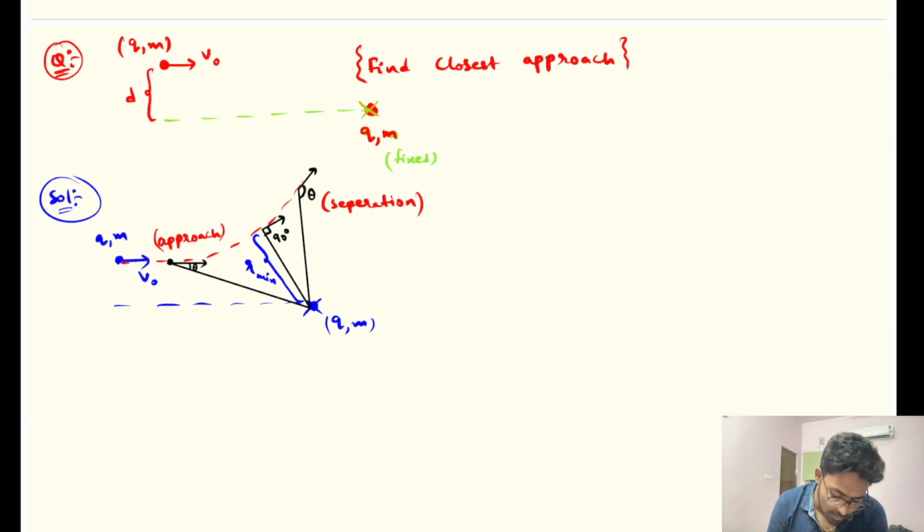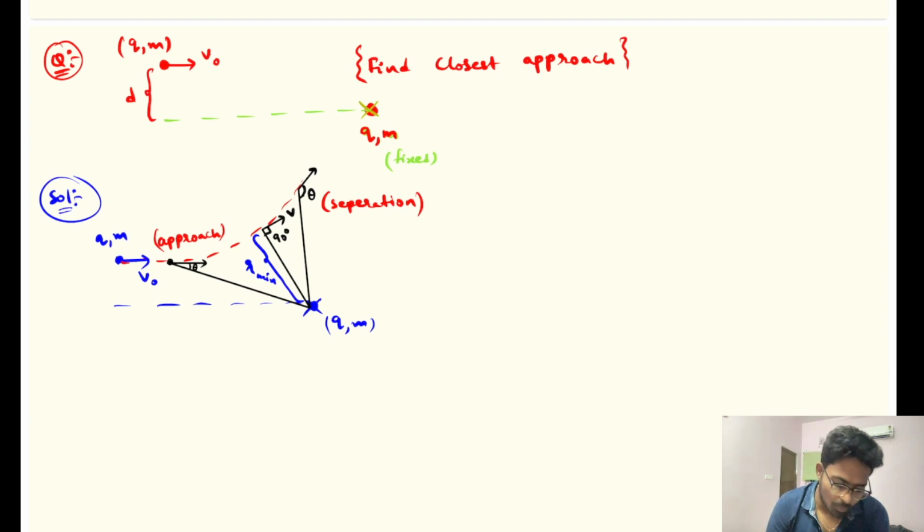Let me say at that instant the velocity will be v. So here I have two unknowns. I need to find r minimum, and I got another unknown, v. So we have two unknowns and my target is to find r minimum. Sir, how to approach this question?